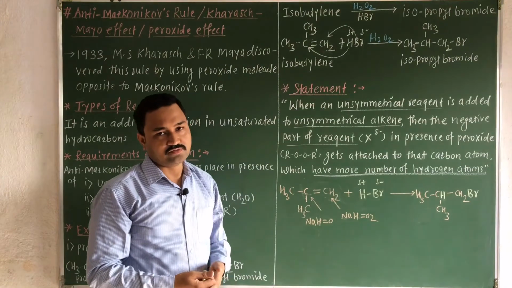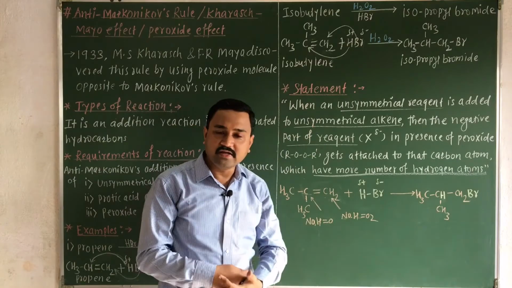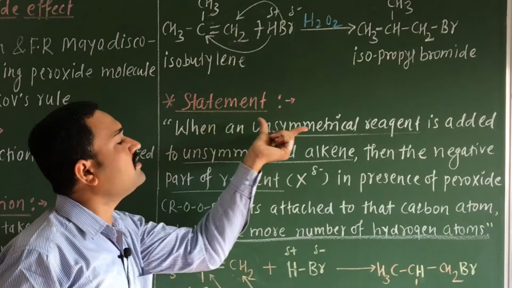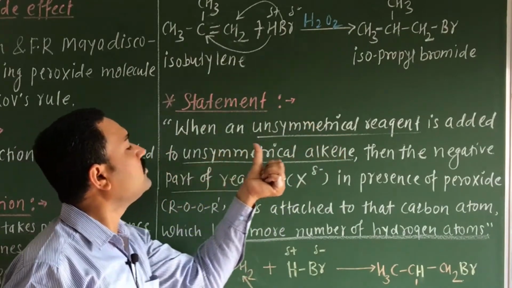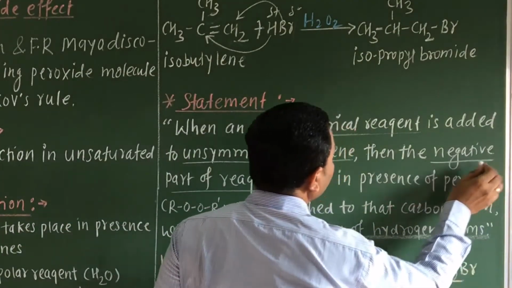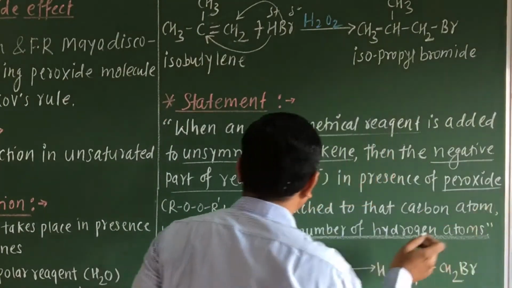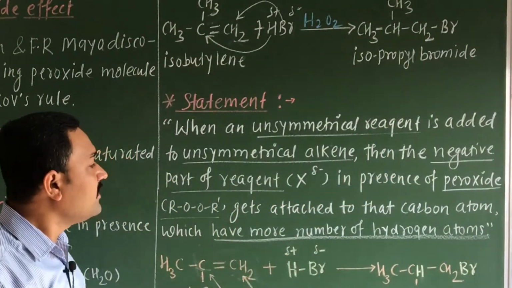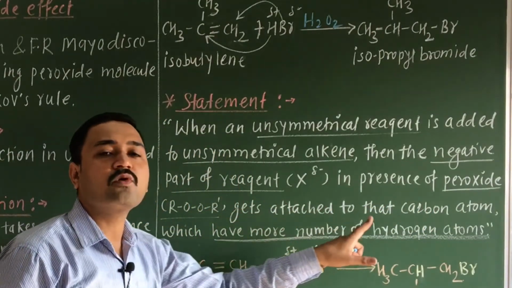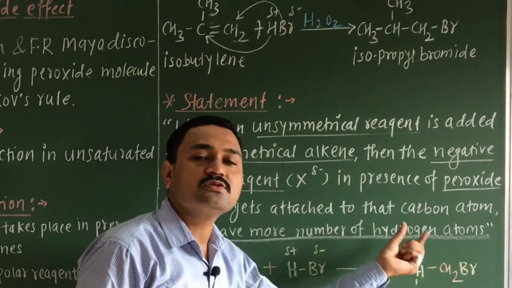What is the anti-Markovnikov's rule? After studying these addition reactions, we have the statement of the anti-Markovnikov's rule. Remember, when an unsymmetrical reagent is added to an unsymmetrical alkene, then the negative part of the reagent, in the presence of peroxide, remember this is a very important word, in the presence of peroxide, gets attached to that carbon atom which has the more number of hydrogen atoms. So this statement is exactly opposite to your Markovnikov's rule.